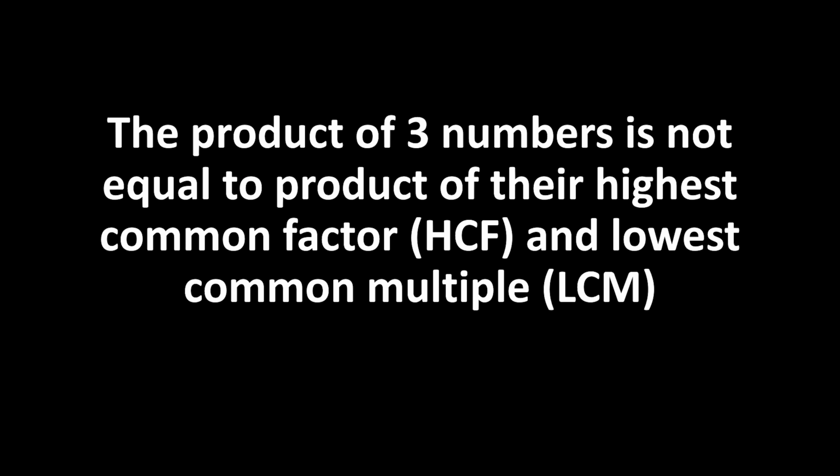In this video, we are going to look at this statement that the product of three numbers is not equal to the product of their highest common factor (HCF) and lowest common multiple (LCM). Now let's see whether this statement is true or not with the help of an example. Here we are finding out the LCM and HCF of 6, 72 and 120. Let's do the prime factorization of all these three numbers.